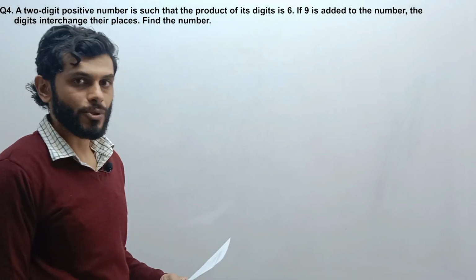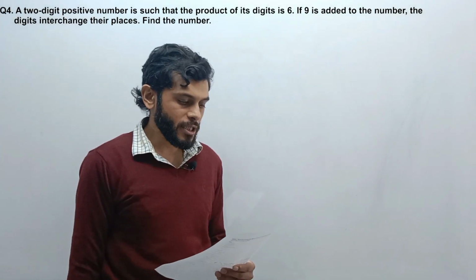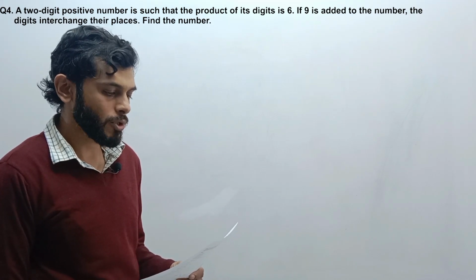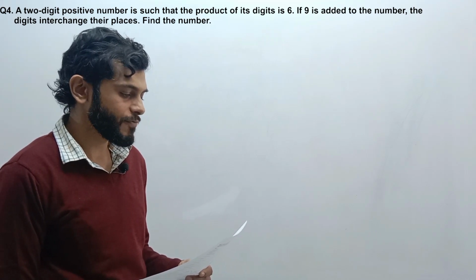Now coming to the second question. A two-digit positive number is such that the product of its digits is 6. If 9 is added to the number, the digits interchange their places. Find the number.